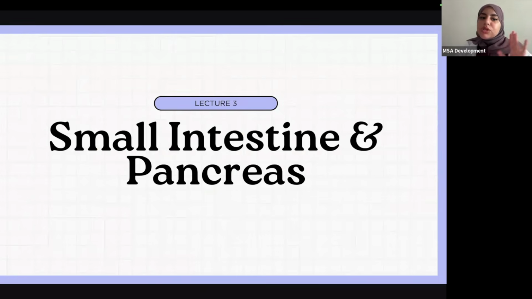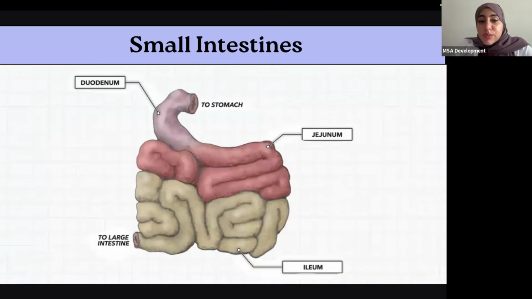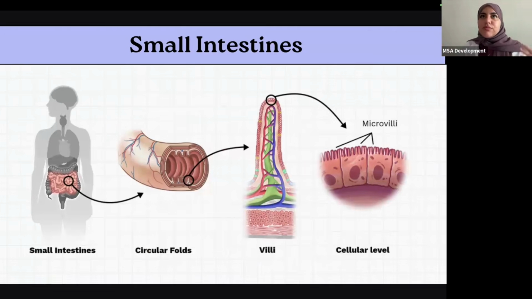Okay, now we're going to talk about the small intestine and pancreas. The small intestine is made up of three parts: the duodenum, the jejunum, and the ileum. These three parts have mainly different functions. The duodenum is usually for digestion, the jejunum is mainly for absorption, and the ileum is less for absorption, but also partakes in absorption and is associated more with immunity and mucosal secretion.